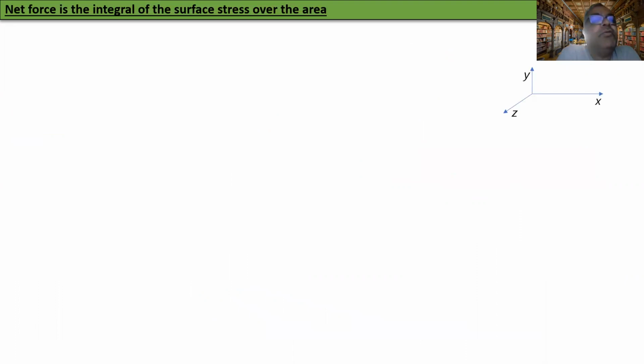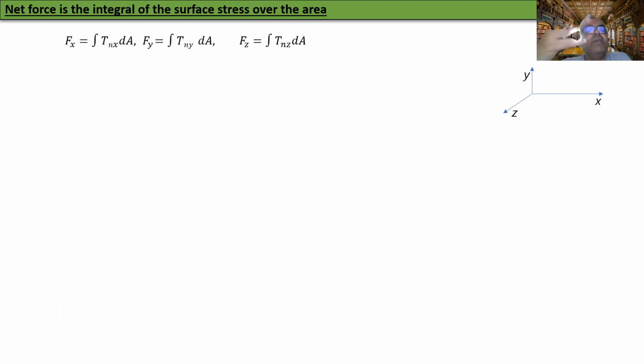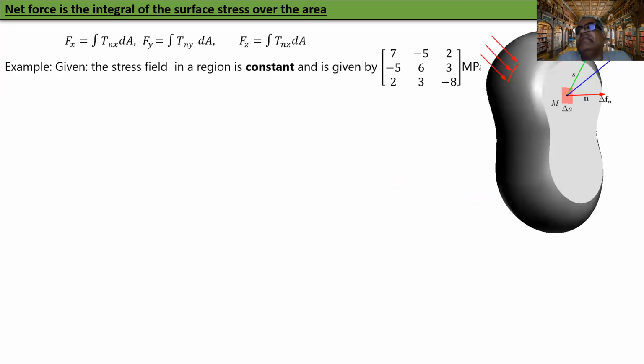Okay, so net force is the integral of the surface stress over the area. What do I mean? I have an XYZ coordinate system. Fx is the integral of Tnx, Fy is the integral of Tny, Fz is the integral of Tnz. What I mean by that is, let's say I have some surface and I'm applying all kinds of forces and I have a flat region here. And let's say I'm given that the stress field, notice stress field, which means the stress matrix, is constant. Let us say a simple case.